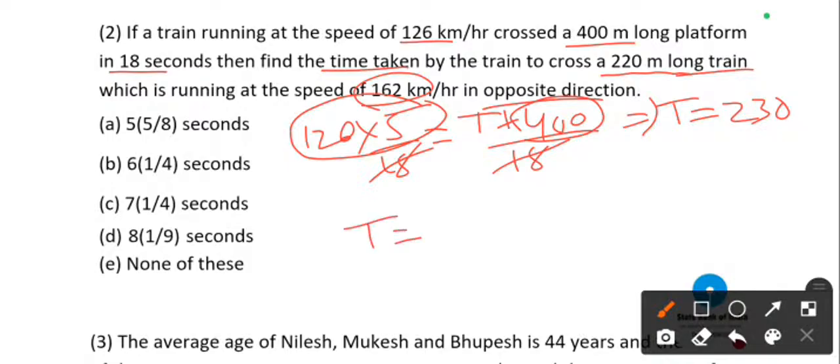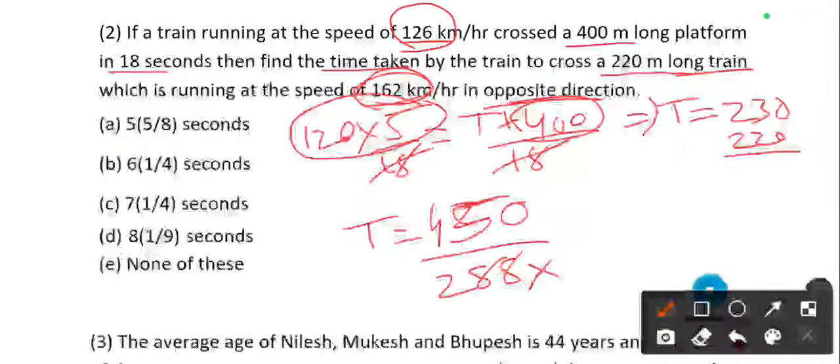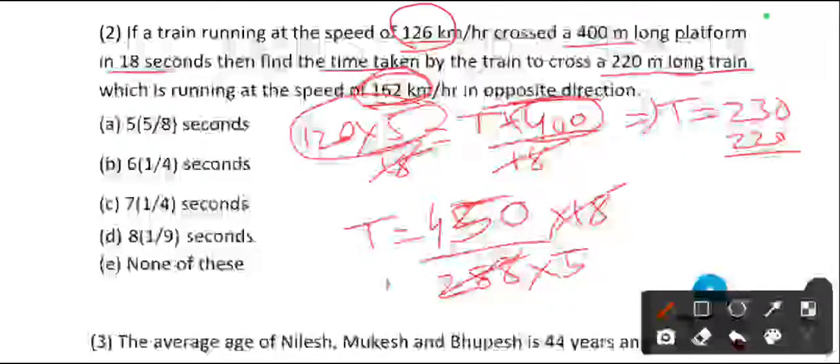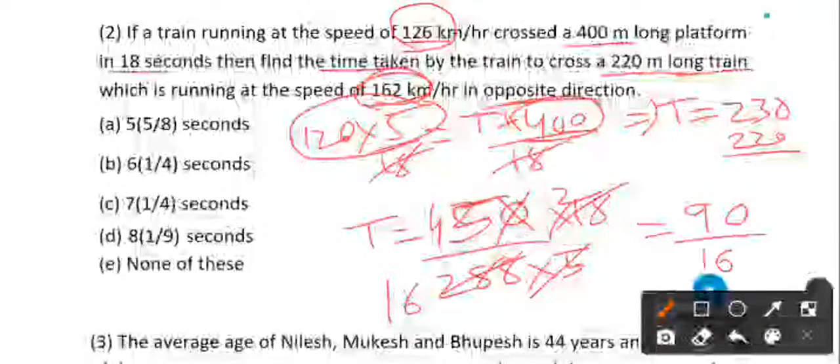Time equals distance by speed. Distance will be 230 plus 220, which is 450, divided by speed. Here the relative speed of both, in opposite direction, is the sum of these two speeds, which will be 288. Both are in kilometers per hour, so we are converting them by multiplying with 5 by 18. 18 4 times, 5 2 times is 90 divided by 16.